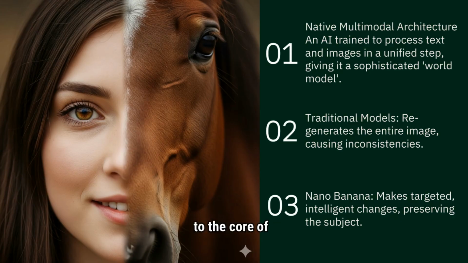Alright, let's get to the core of why this tool is so special, because it's not just a slightly better version of what we had before. Its underlying technology is a completely different way of thinking about how to create and edit images. The magic here is something called native multimodal architecture. Now, in simple terms, it means it was trained on images and text at the same time. It wasn't just taught to make pretty pixels, it was taught to understand what objects are and how they relate to each other in the real world. It can actually reason about what it's looking at.